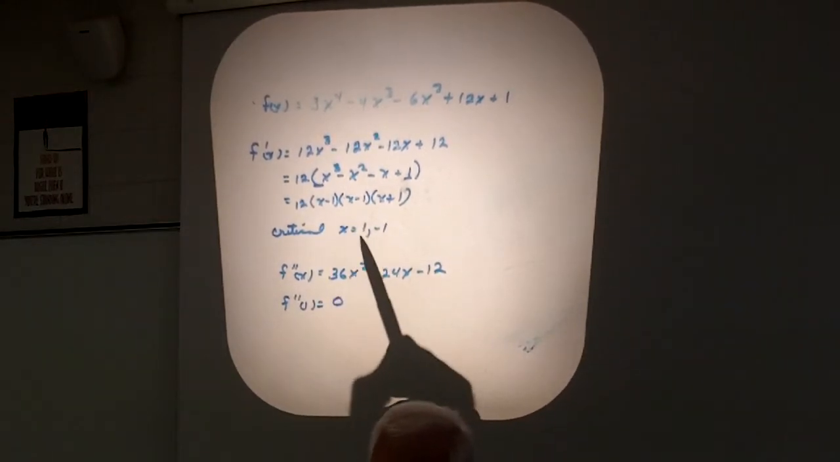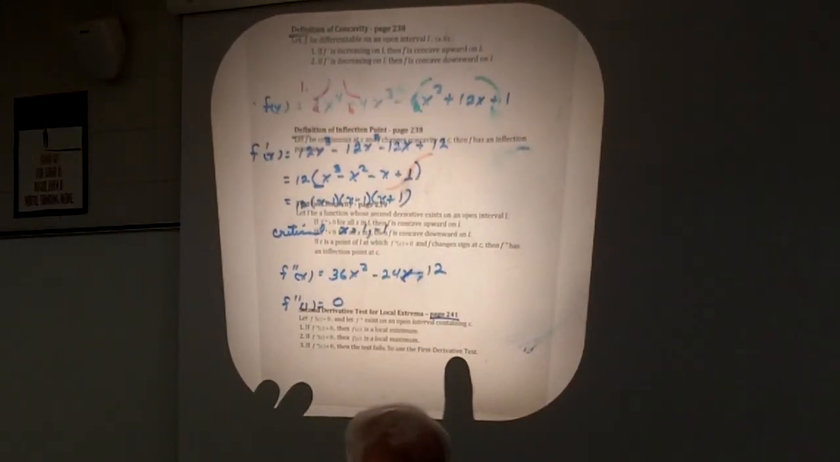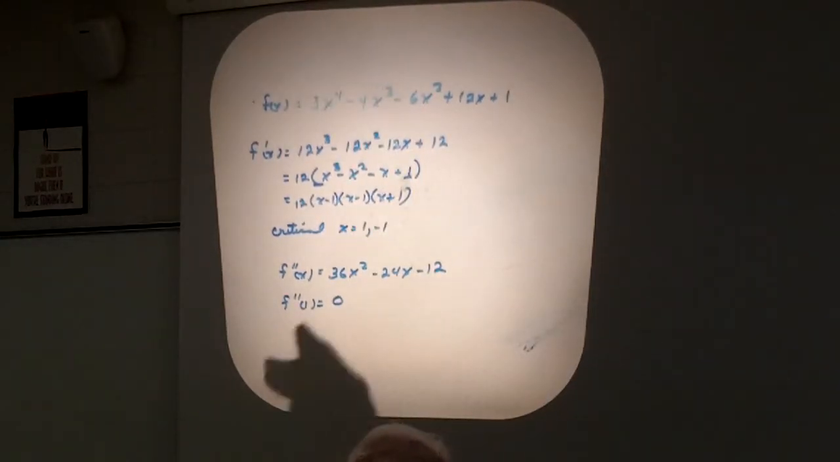Therefore, what is true about this? We have no clue. That says that if it's equal to 0, you have to go back to what we did with the first derivative test. Okay? Now, try the next one.